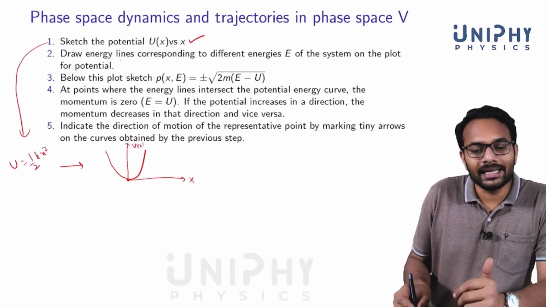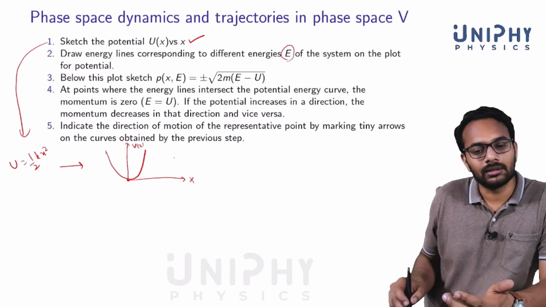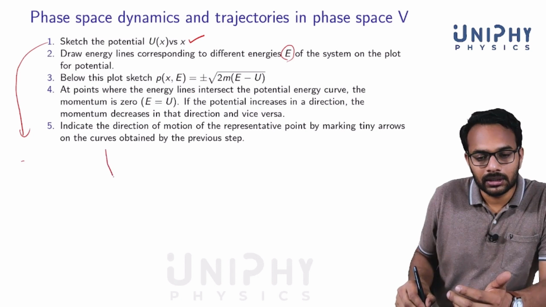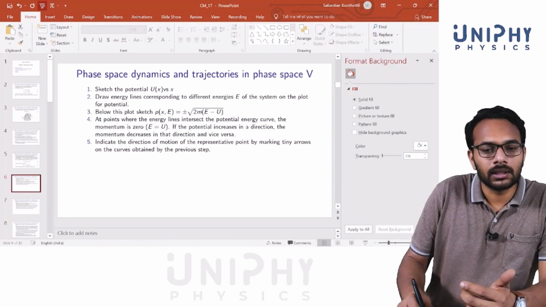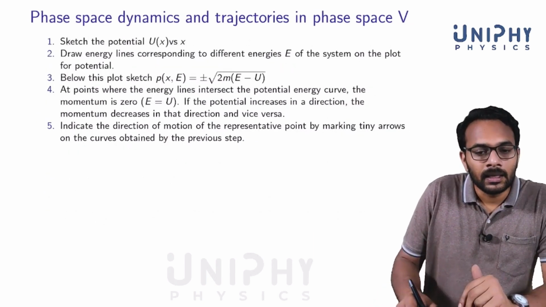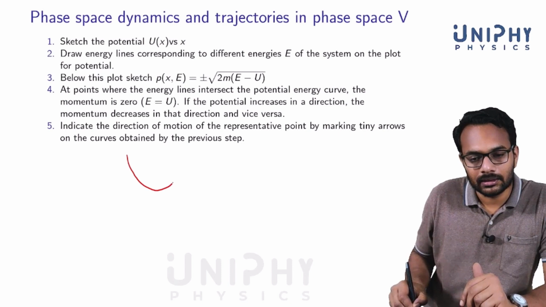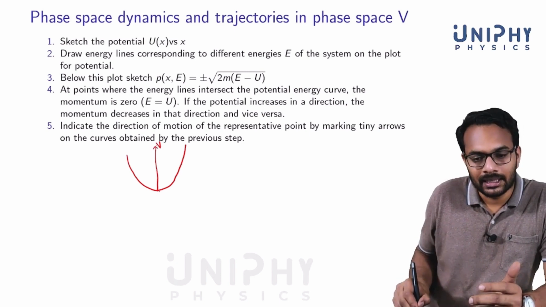Now draw energy lines corresponding to different energies E of the system on the plot for the potential. Maybe I can enlarge it a little bit. So we need to sketch the potential first. You plot the potential like that. Along the vertical axis we are plotting V or U, whichever is the case, and this is the x-axis.